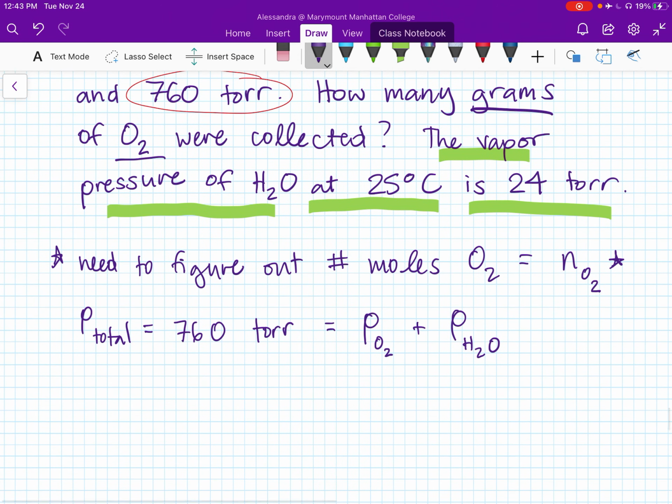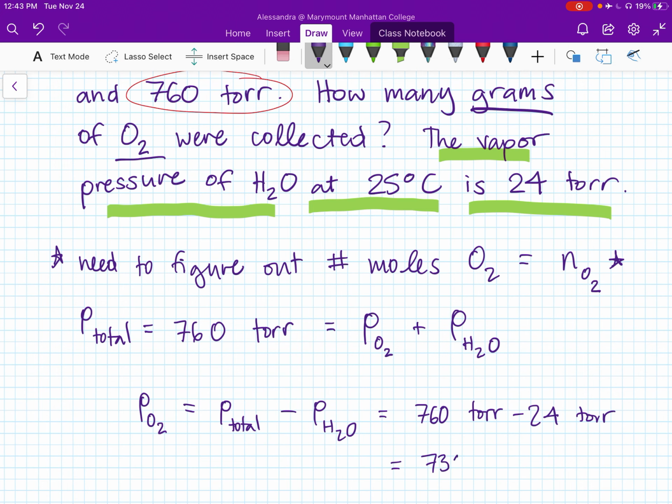So we know the vapor pressure of water is 24 torr. We can rearrange this equation to solve for the partial pressure of oxygen. The partial pressure of oxygen is going to be P total minus the vapor pressure of water. So that's going to be 760 torr minus 24 torr. That's the vapor pressure of water. So that gives us a partial pressure of oxygen equal to 736 torr.